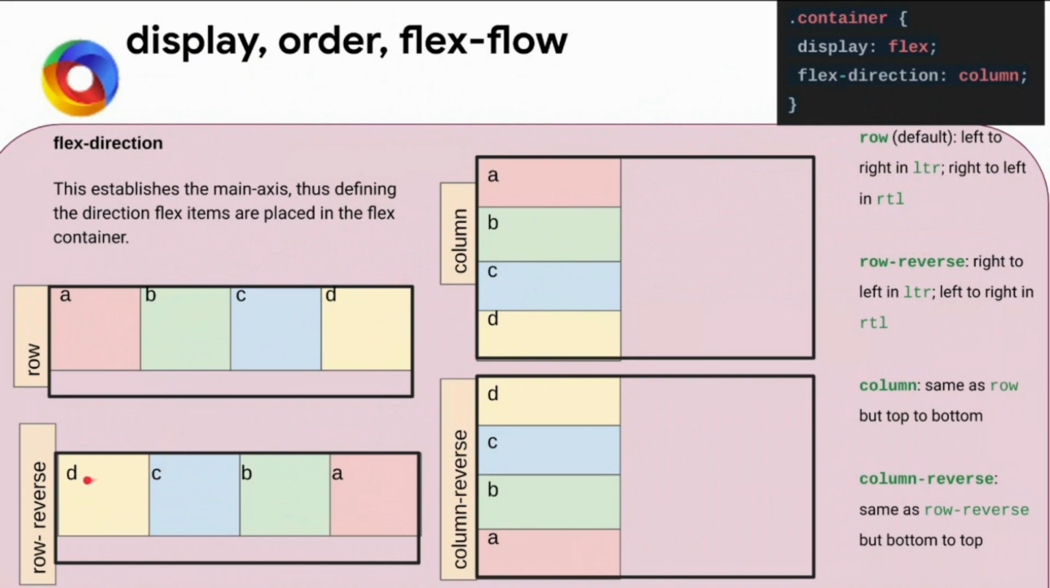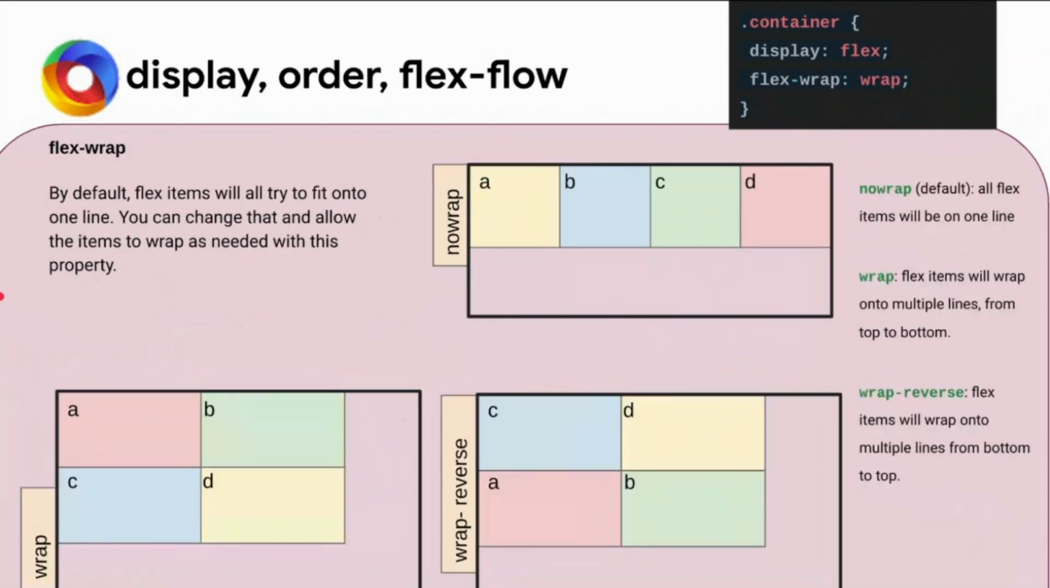What exactly it will do is reverse the direction of the row. Row goes from left to right, A, B, C, D, and in row reverse it is reversed, D, C, B, A. So you can reverse the direction. Suppose your four cards are there, and if you want to change the direction of the cards in some circumstances, you can just change one CSS property, that is flex direction row reverse, and it will automatically reverse the direction of your row. Same thing goes for column reverse. That's it for flex direction.